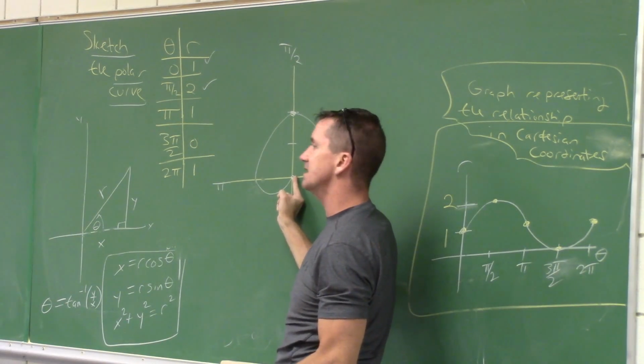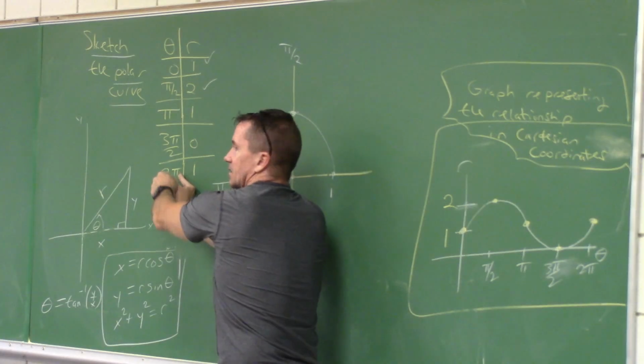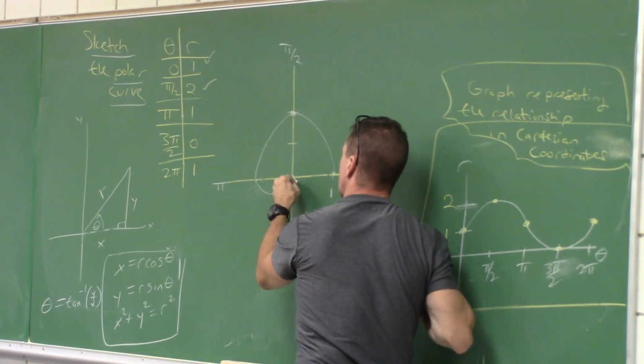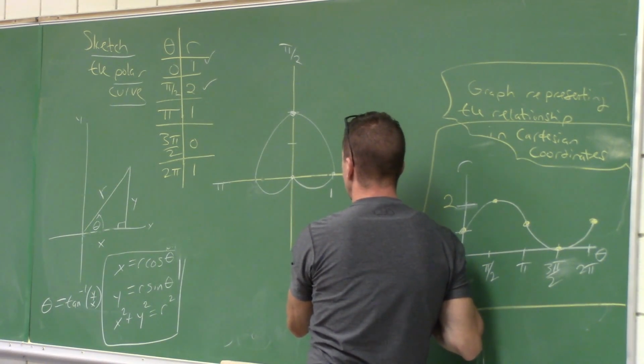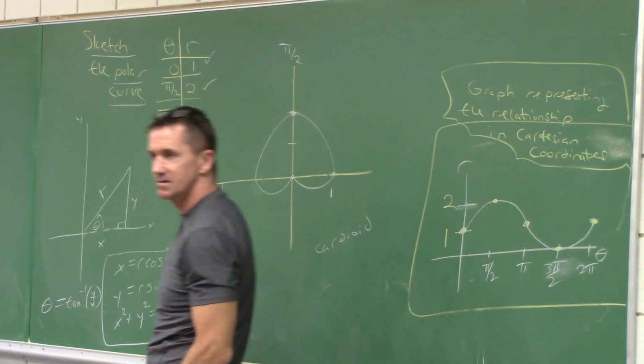Now, one last thing, because you'll see symmetry. To finish out this curve, I've got to go from here to here. What's going on when it's at 2 pi? How far away from the pole will it be? And what does it look like? They call this a cardioid. It looks like a heart, like an upside down heart.